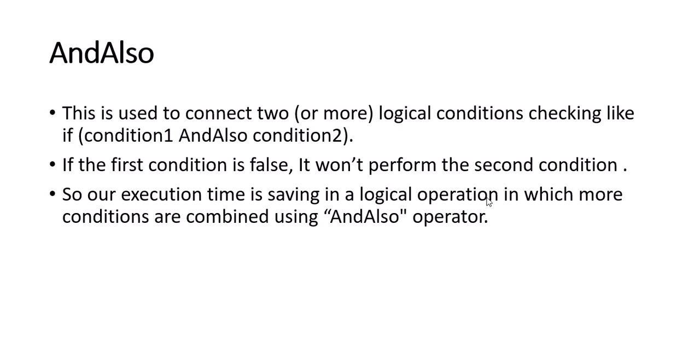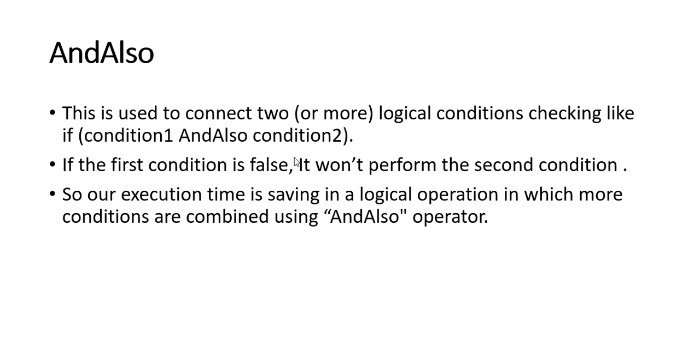So the first operator which we have is AndAlso. AndAlso is the operator which checks both of the conditions which you put in the if. This is used to connect two or more logical conditions, checking like if condition 1 is true, then check for condition 2. If the first condition is false, then it won't perform the second condition.